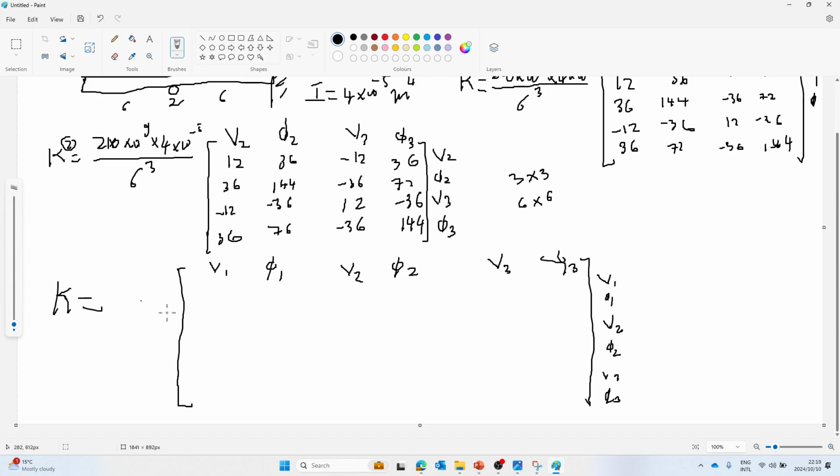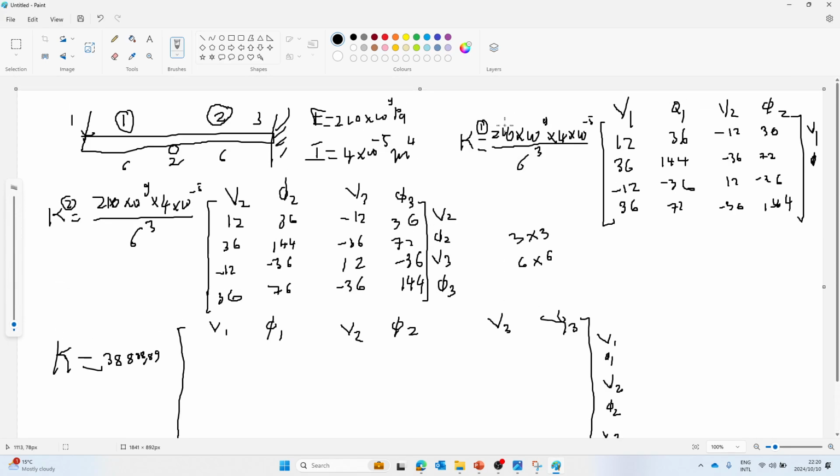So 388.889, or you can say 888. Okay, I'll leave it like this. Now we need to expand this to a 6x6. This is what we do. We can expand it straight. You don't have to expand each one and then add. You can expand it straight. How do we do it? We follow this logic. It's quite long, but that's how we do it.